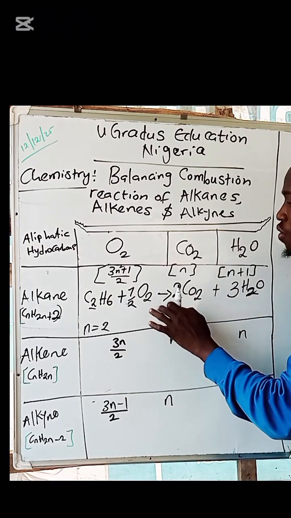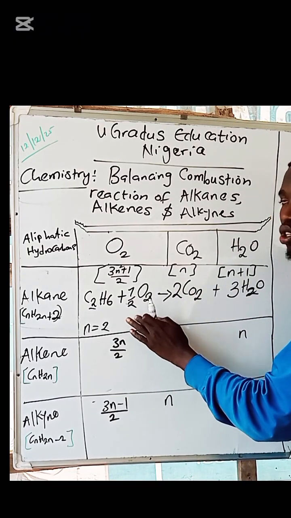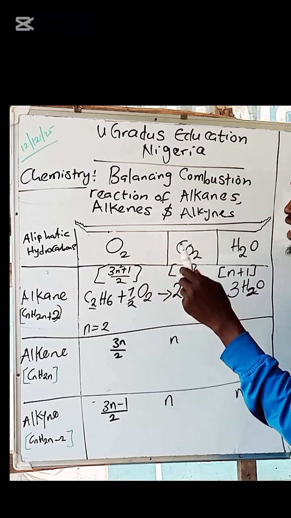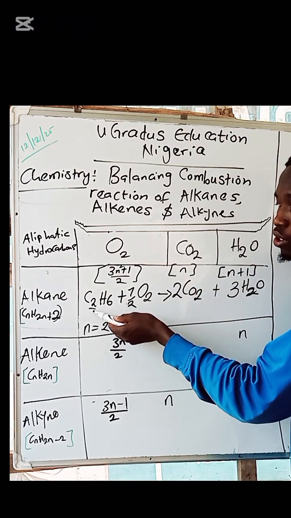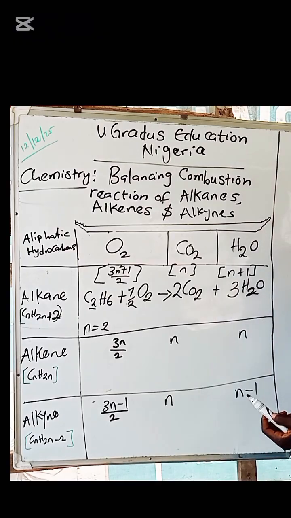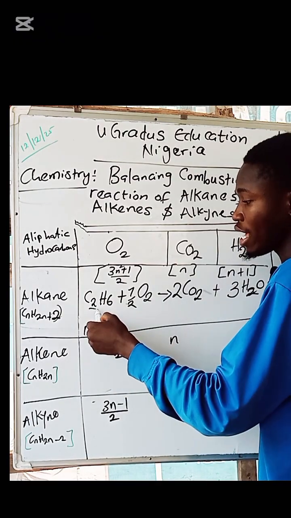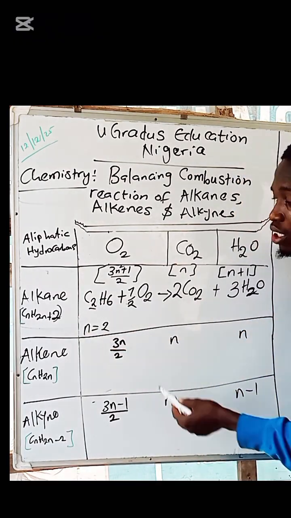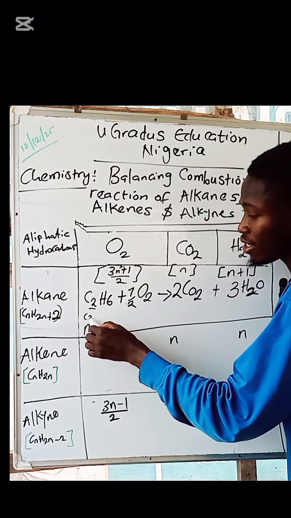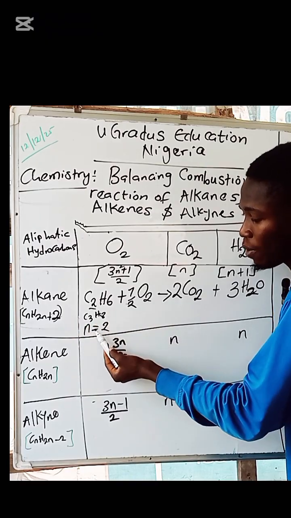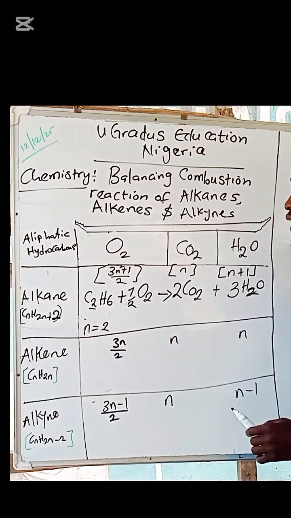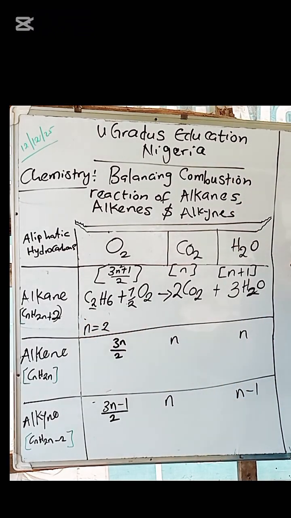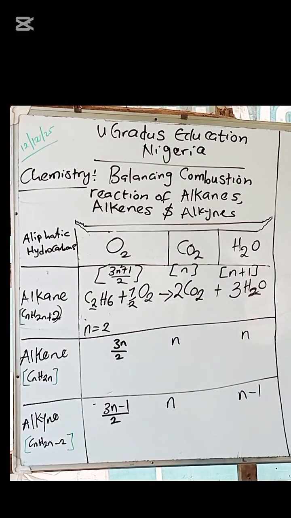The last one that is always difficult to find is the O2. For the O2, just use this formula, 3n plus 1 all over 2, where your n is 2 in this context, because the number of carbon given is 2. If we had used another compound like propane, that is C3H8, our n would have been 3, not 2. Please take note of that. Now, that is how to balance a chemical equation that involves the combustion of alkanes.